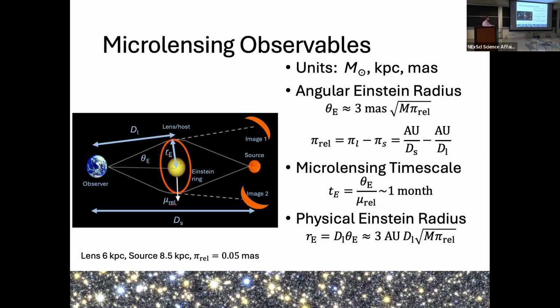It's also worth pointing out the physical Einstein radius. So I've described the angular Einstein radius. If we apply the distance to the lens to that as well, we get about 3 astronomical units as the typical size of the Einstein radius, which is going to be important when we're thinking about planetary systems.